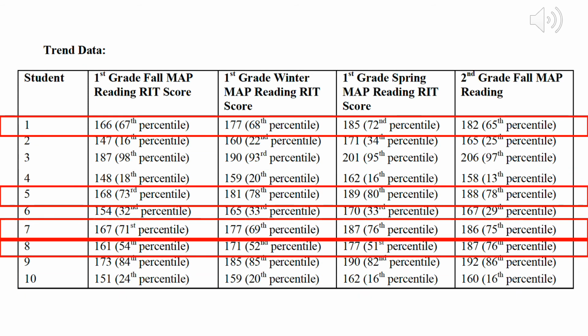Now look at these trend data for our students who will likely end up in tier 2. So you'll see student number 1 ranked in the 67th, 68th, 72nd, and 65th percentile. Student 5, 73rd, 78th, 80th, and 78th. 7, 71st, 69th, 76th, and 75th. And student 8, 54th, 52nd, 51st, and 76th. So that student jumped up a good bit between spring of first grade and fall of second grade.